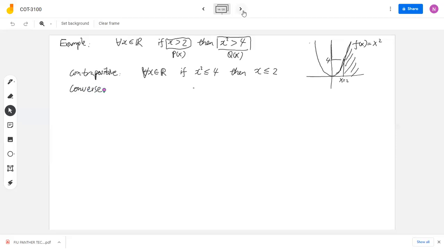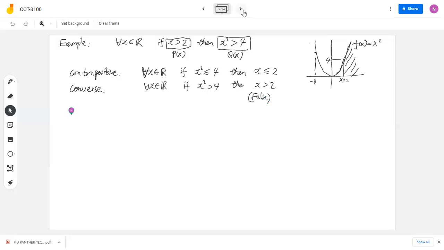What is the converse? The converse is: for all x in R, if x squared is larger than 4, then x is bigger than 2. So if x squared is larger than 4, then x is bigger than 2. Clearly, this is not true, right? Because we can take, for example, x equals -3, and we get 9 at this point. So this is false.